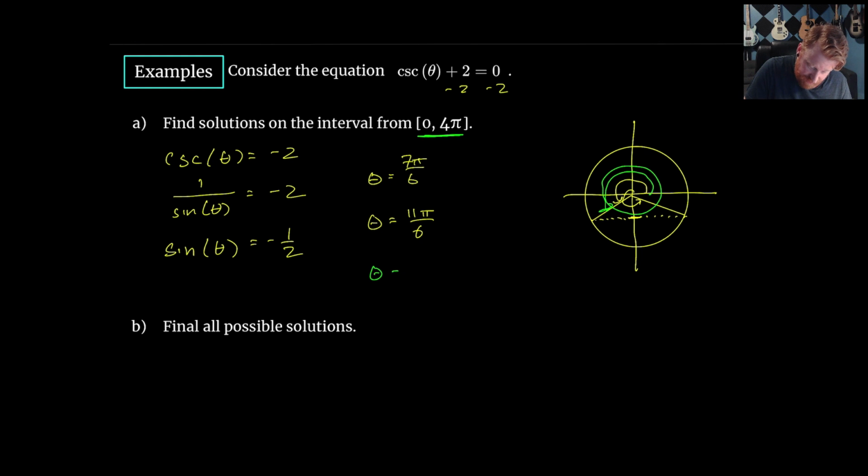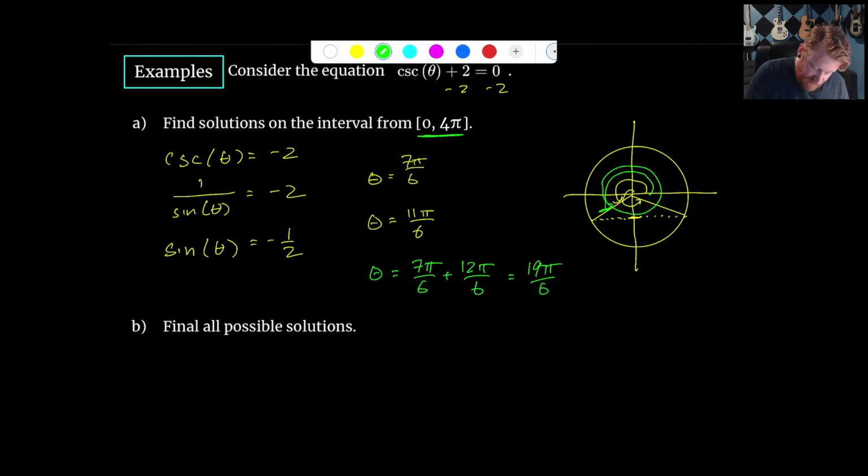So another angle is going to be 7 pi over 6 plus 2 pi, which I could write as 12 pi over 6. So this will give me 19 pi over 6. My brain went a little slow there for a second. 19 pi over 6. And then I could also add 2 pi to my 11 pi over 6.